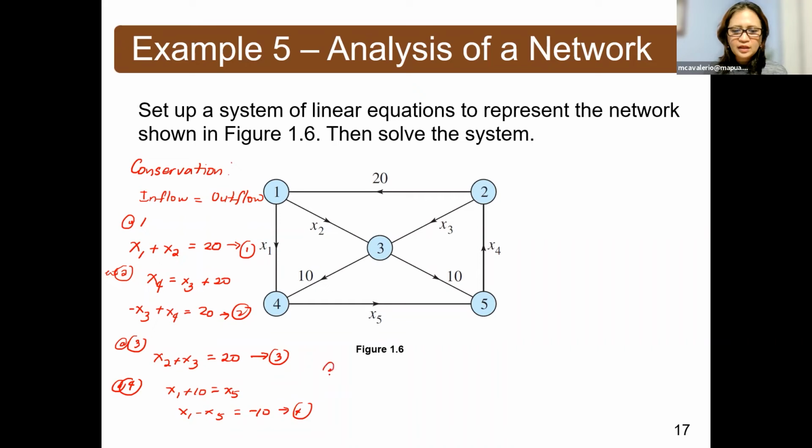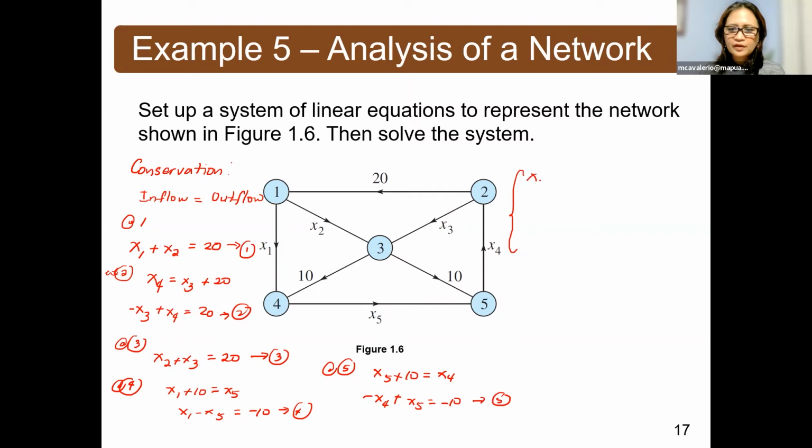And finally, at junction 5, we will have the inflow as x sub 5 plus 10 is equivalent to x sub 4, or that will be negative x sub 4 plus x sub 5 is equivalent to negative 10. Let this be my equation 5. Now, combining everything, we can have the system of equations.